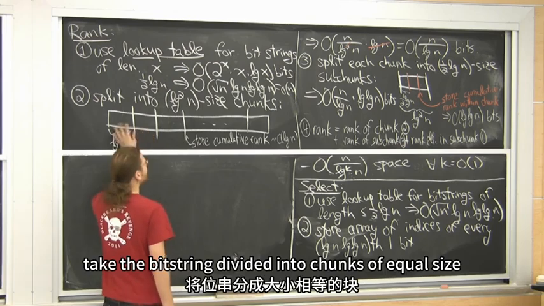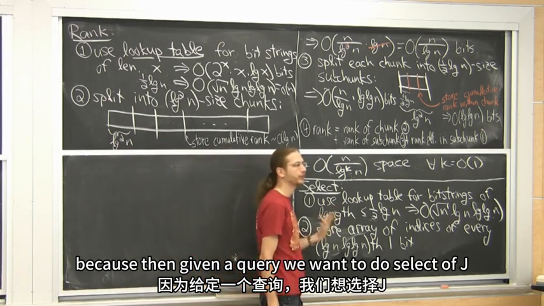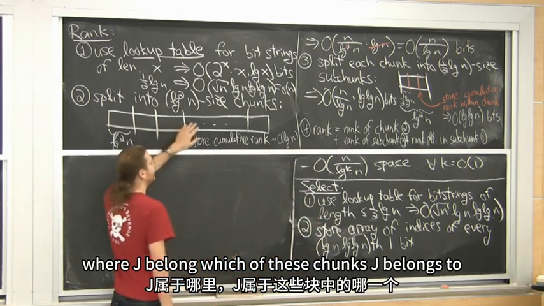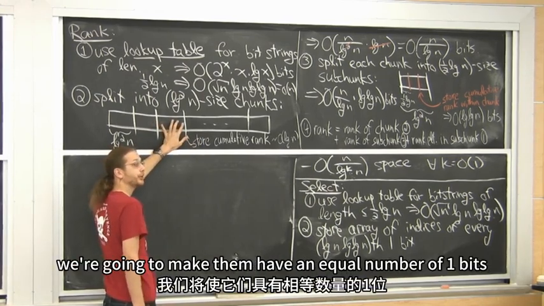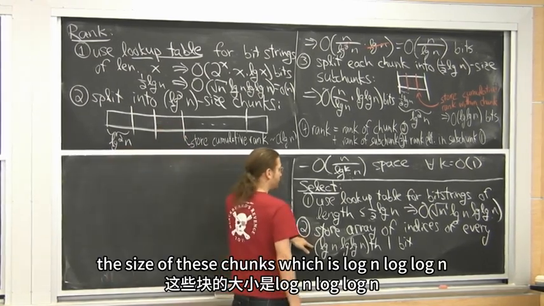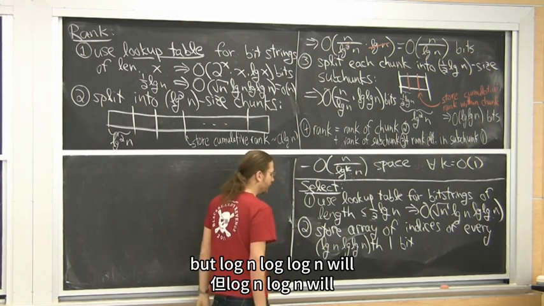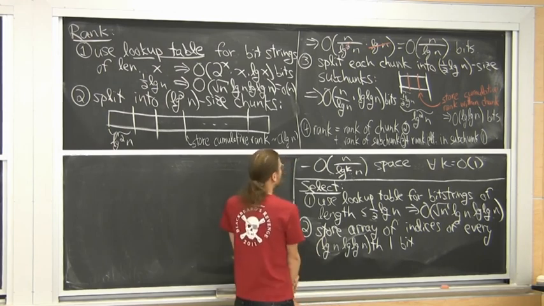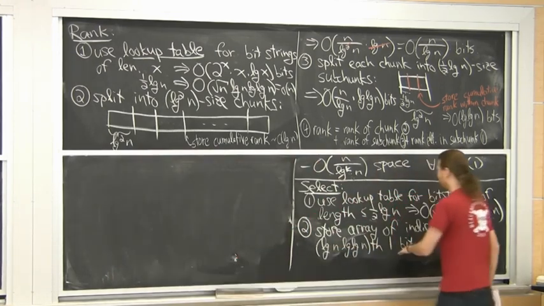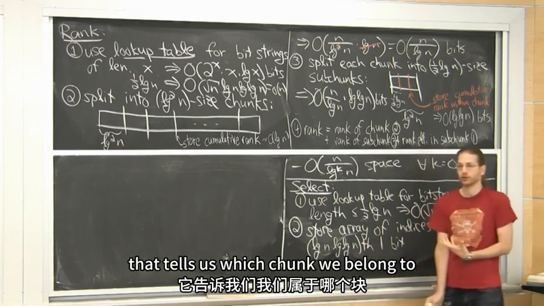So we want the analog of this structure of chunks. Now we can't just say, oh, take the bit string, divide it into chunks of equal size, because then given a query, we want to do select of j. We need to know which of these chunks j belongs to. So instead of making them equal size, we're going to make them have an equal number of 1 bits. So then we can just take j, divide by the size of these chunks, which is log n. You could probably do log squared as well, but log n is a slightly better choice. And so we just divide every log n 1 bits, put a vertical bar. That way, given j, we divide by this thing, take floor. That tells us which chunk we belong to.